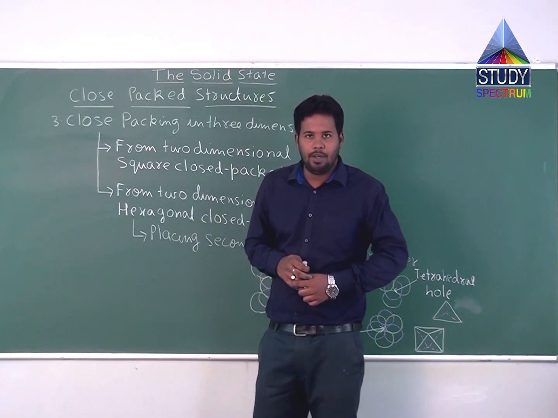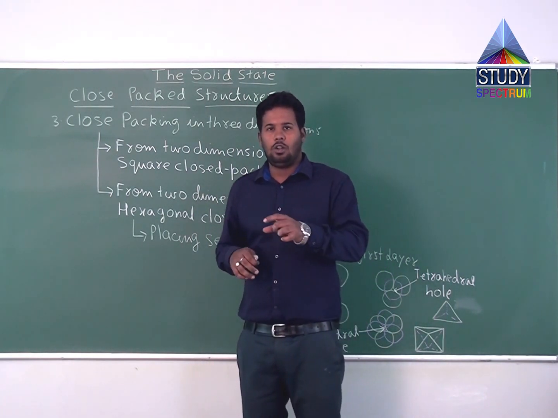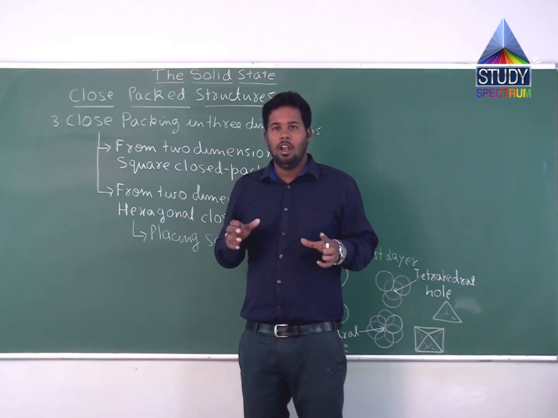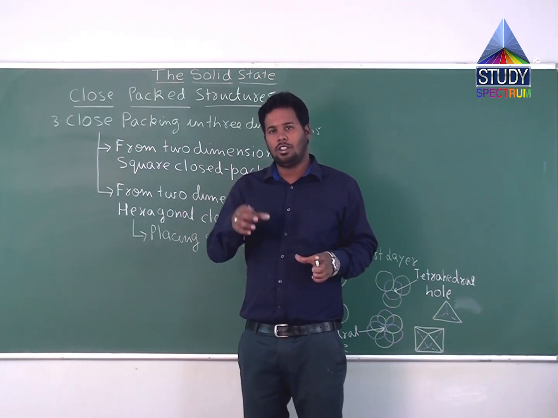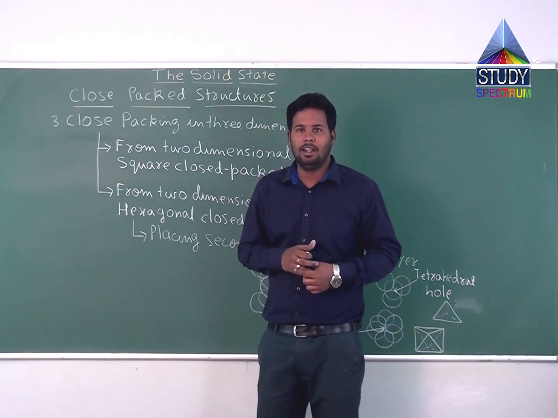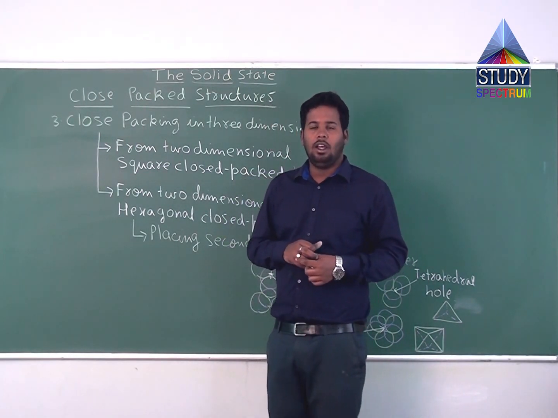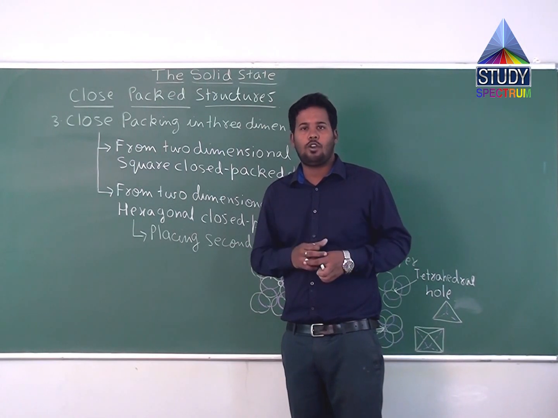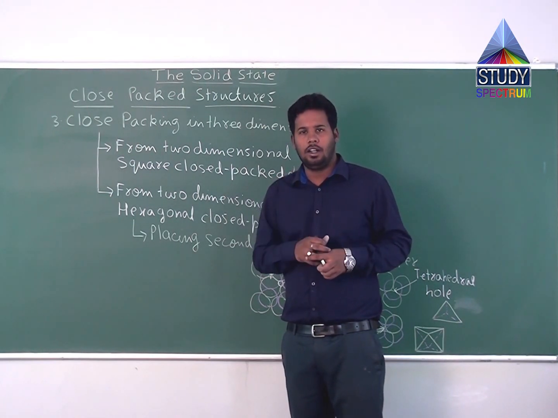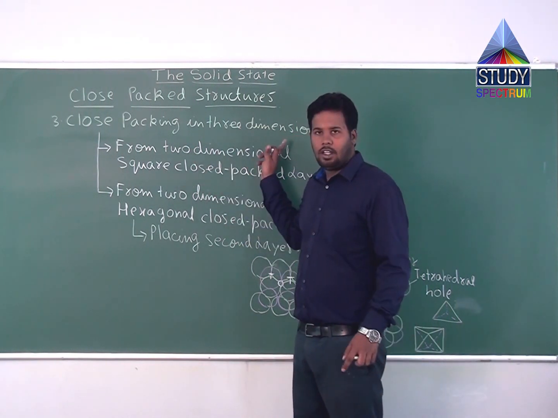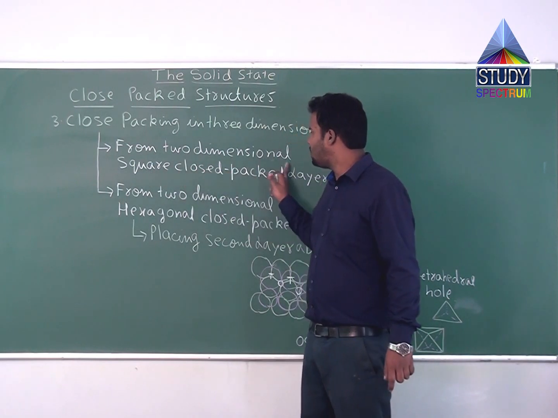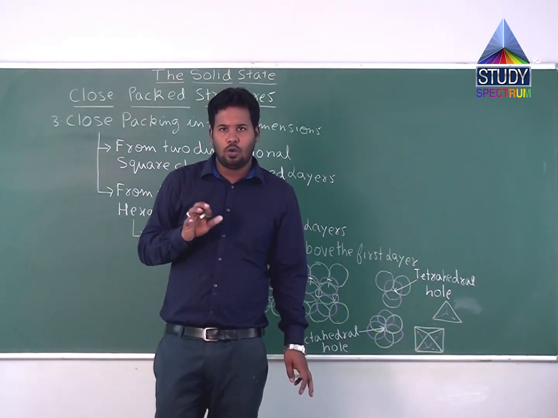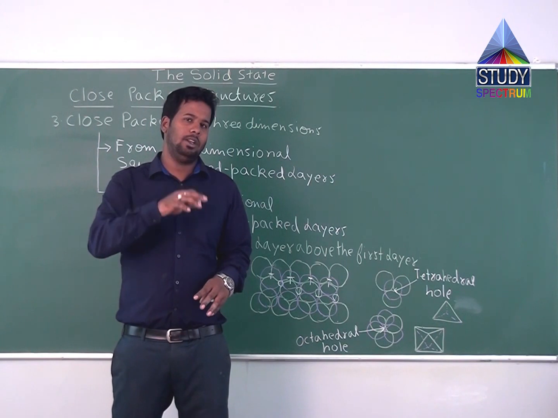Since we have introduced 2 different layers, one along x-axis and one along y-axis, it becomes 2 dimensional. Now we will try to place spheres along z-axis, it will make packing in 3 dimensions. So close packing in 3 dimensions can be done in 2 ways. If I choose square close packing from 2 dimensions and try to build the 3rd dimension, then close packing in 3 dimensions can be achieved from 2-dimensional square close packed layers. It is one of the types of close packing in 3 dimensions.